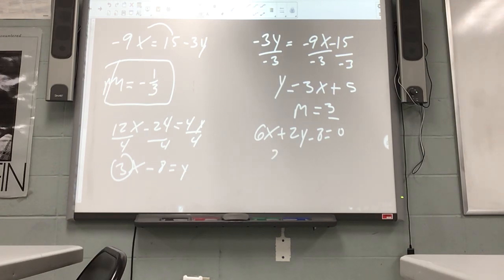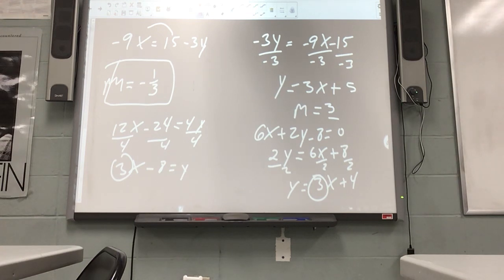Thank you. So I'm gonna subtract the 6x over, and I'm gonna add the 8 over. Now I'll just divide everything by 2. So that gives me y equals 3x plus 4, so again, its slope is 3, so it's parallel. So that one's not any good. So we know it's not A or C, it's gotta be either B or D.